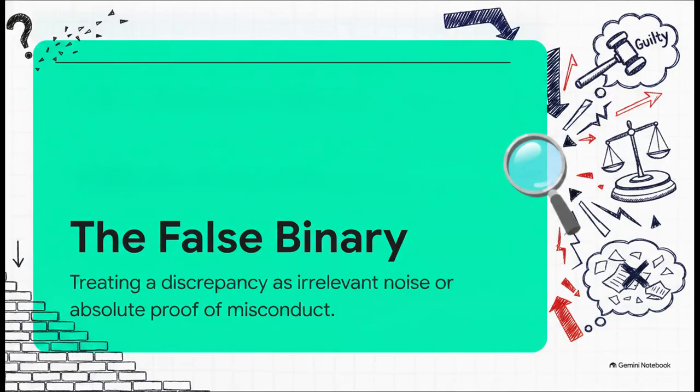And this perfectly illustrates the danger of what we call the false binary. Look, if you treat this single discrepancy as completely irrelevant noise, meaning nothing to see here, you end up shielding questionable systems from the scrutiny they actually need. But if you leap to the exact opposite extreme and present that same discrepancy as definitive proof of misconduct, you are destroying the legitimacy of your entire investigation by drastically overstating what the evidence actually supports.